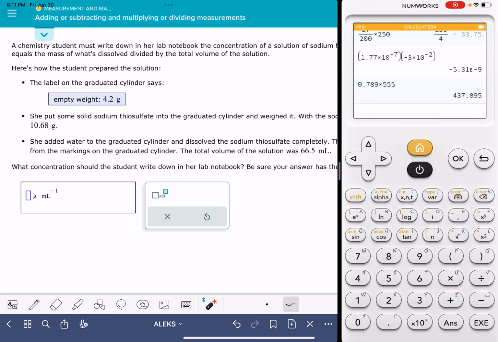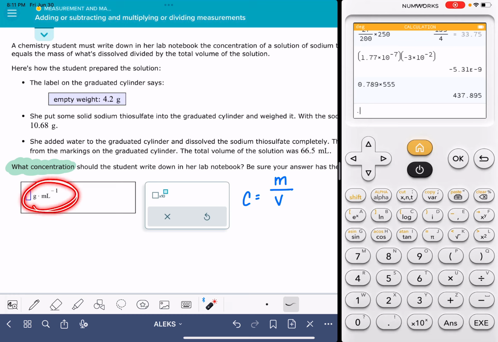In this version of the problem, ALEKS is asking you to determine what concentration a student should write down in their lab notebook. So it's asking us to calculate what concentration. Now, concentration, I'm just going to abbreviate C, is calculated by taking the mass of something and dividing it by the volume of solution that was added to that particular mass. So to calculate the concentration, we need to know the mass and we also need to know the volume.